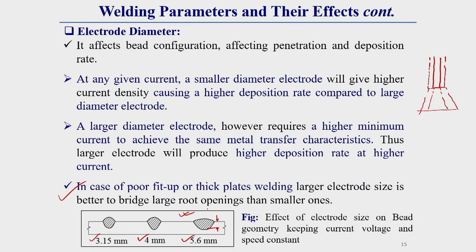So, this is all about the effect of different operating parameters on weld quality, that means overall quality of welding, in detail. In the next lecture I will discuss the different welding processes. In the first lecture I will discuss the oxy fuel gas welding techniques, then subsequently I will go to different arc welding techniques.